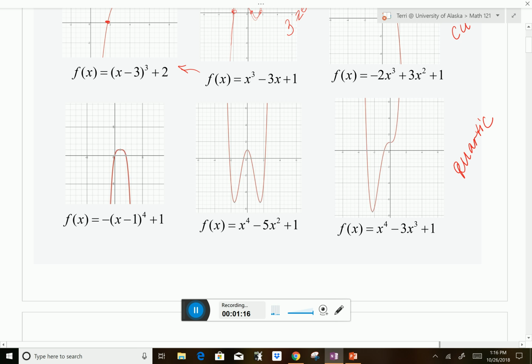And then here, these are my quartics, and of course this one is just the graph of x to the 4th, flipped over because this is negative out here, moved over to the right 1 unit, and moved up 1 unit. So that's just a transformation. This one can't be written that way, so that one gives you that W shape, and this one gives you kind of a weird shape. It crosses the x-axis twice, but it has this weird place right here that does this odd looking thing.